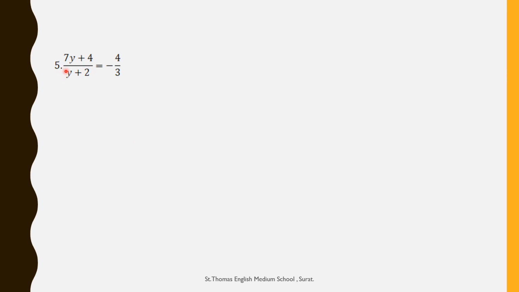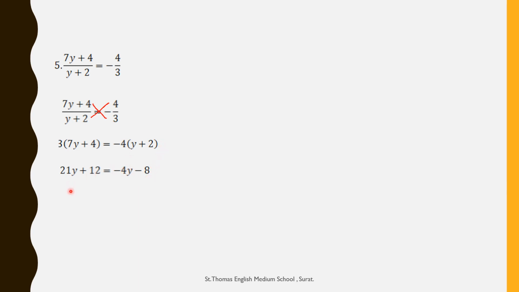Question number 5. (7y plus 4) divided by (y plus 2) is equal to minus 4 by 3. Write the equation once again. Whenever the equal sign comes, cross multiply. So that is 3 bracket 7y plus 4 is equal to minus 4 bracket y plus 2. Remove the bracket. 7 3s are 21y plus 3 4s are 12 is equal to minus 4 into y, minus into plus, minus 4 2s are 8.